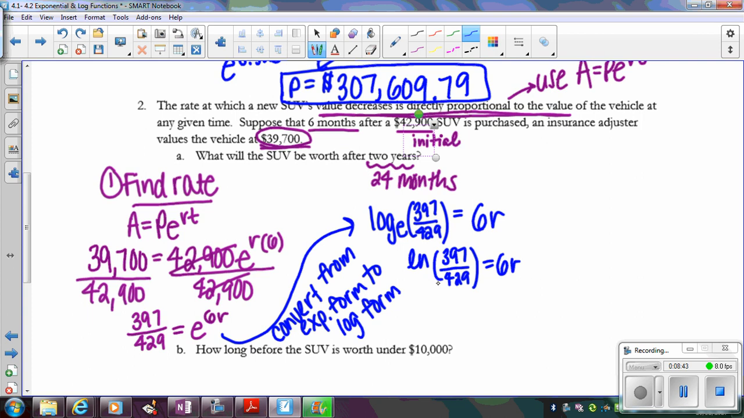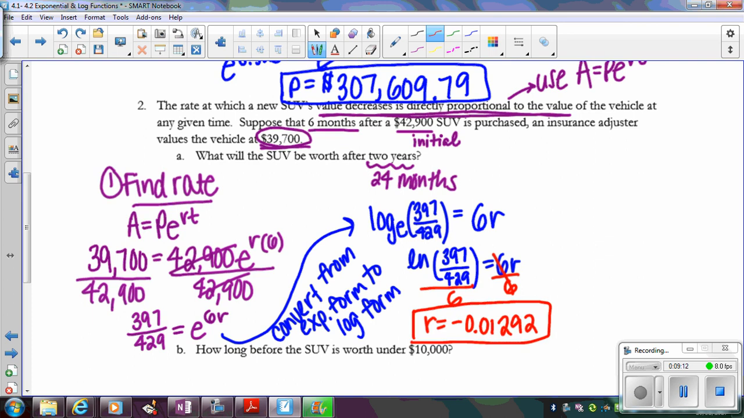From here, you can go ahead and get R by itself, because this is just going to be a number I can put in my calculator. So all I have left to do to get R by itself is divide by 6. Then this all goes into the calculator, and I get R equals negative 0.01292. So that's the rate, and it should be negative because it's decreasing. It said up there that it was decreasing, so that's why I'm seeing a negative value.